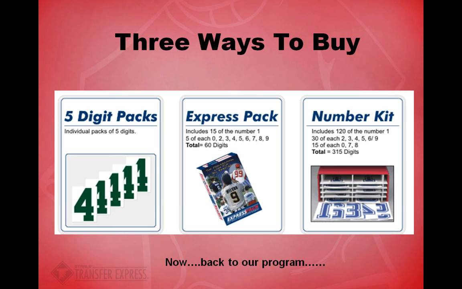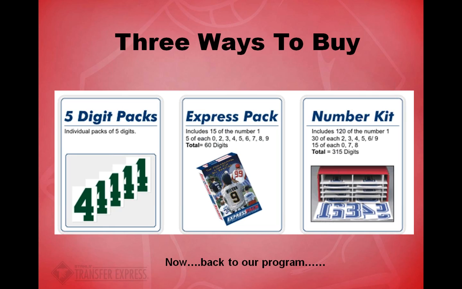If you have a team that's sort of all over the board with their numbers, you want to make sure that the express pack will include enough of the individual digits before you order it. A lot of times what our customers will do is order an express pack and then augment it with a couple extra 5-digit packs. For example, if an express pack is almost perfect, but you've got a couple kids who had some 20s, a 22 and a 21 and a 23 and a 24, then you could order an express pack plus an extra pack of number 2s. So that's always an option as well. You can always mix and match.